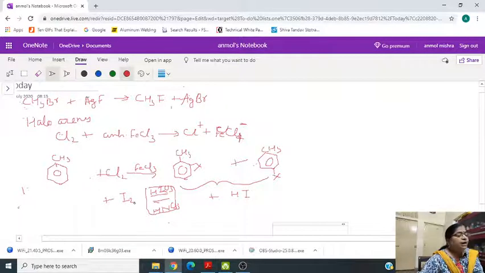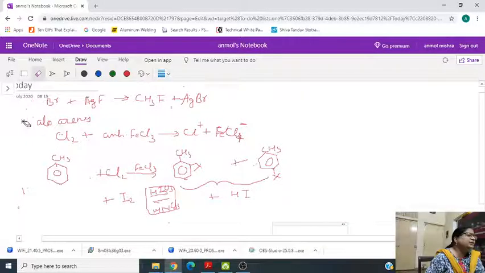Now, fluoroarenes cannot be prepared by this method because of the superreactivity of the fluorine atom. It is also called as superhalogen.